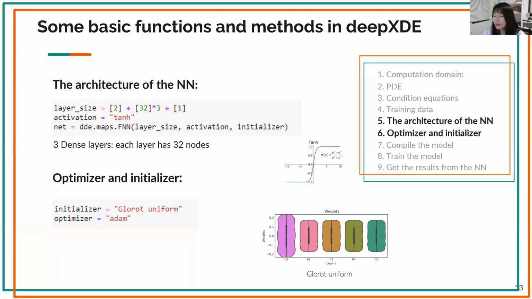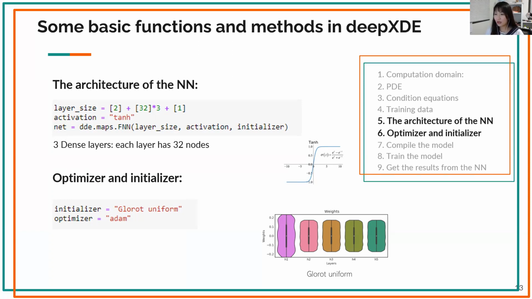After I have all my data, I design the architecture of the neural network. As we can see here, layer size equals 2 plus 32 times 3 plus 1. What does it mean? The first 2 is my input size, which is 2, my x and t. The 32 times 3 stands for 3 dense layers, each layer having 32 nodes. And the final one is the output of my neural network, which is my heat. So it's only one dimension, so it's 1.